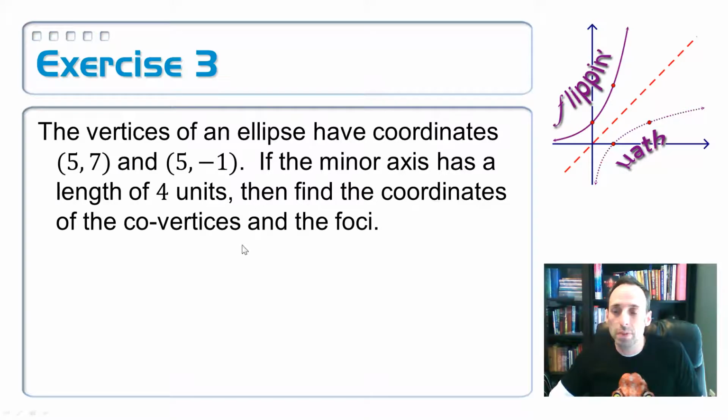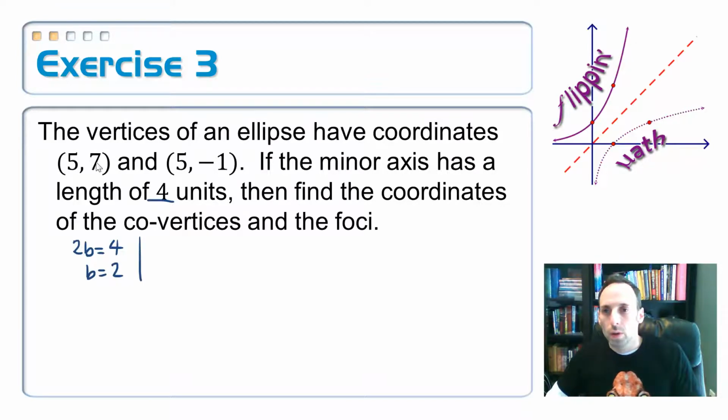So this is the same thing that we were looking at before. We had the points 5, 7, and we had the point 5, -1 for the coordinates of the vertices. And then I go ahead and say the length of the minor axis is 4. So that's 2b. That's minor axis is 2b. So b is got to be equal to just 2. What we saw before was that the a value was 8 minus -1. So 2a is equal to 8, and a is equal to 4.